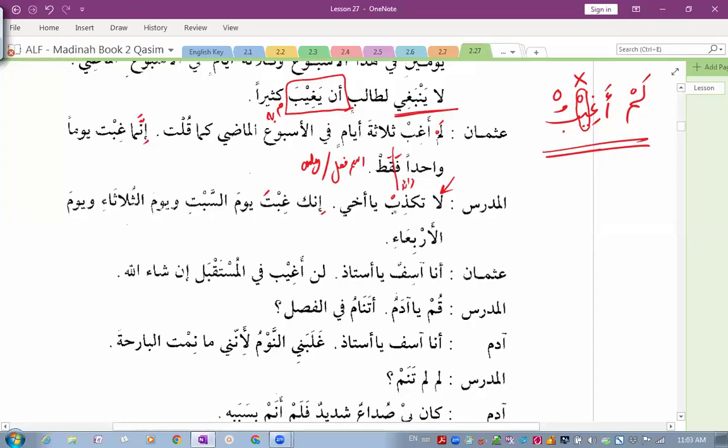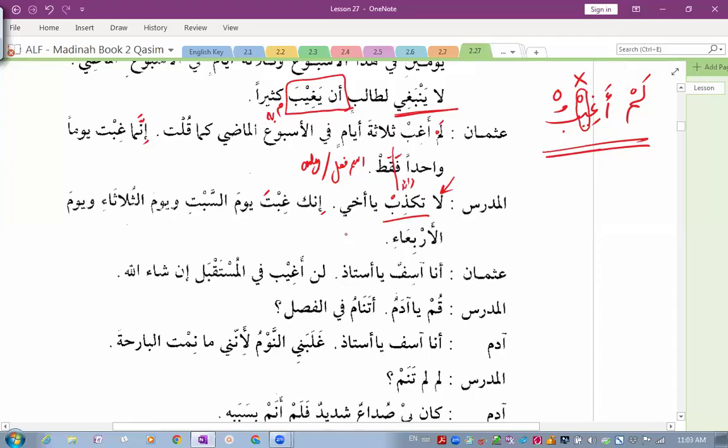How do we know it's la nahia? Because there's a jazm at the end, a sukun on takzib. It's a command. Don't lie. So la takzib, this is la nahia, and takzib will be fiil mudari majzum. So it is majzum because of la nahia. Ya akhi. It will be la takzibu.